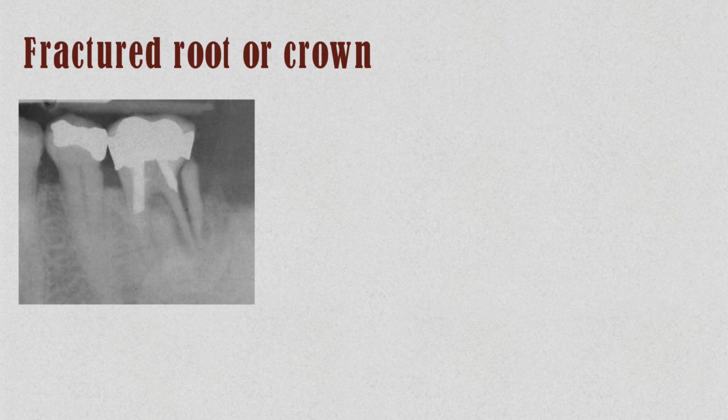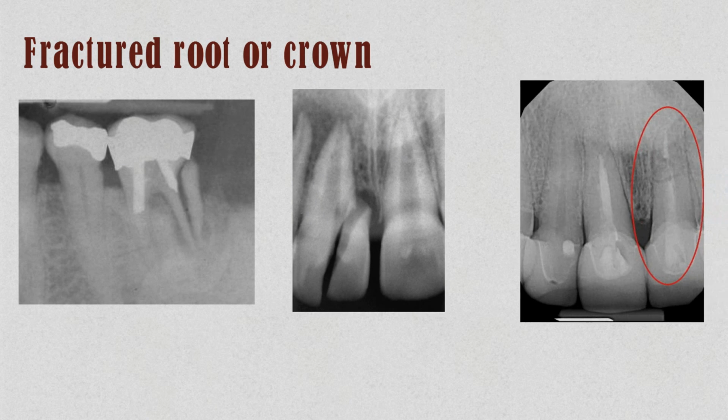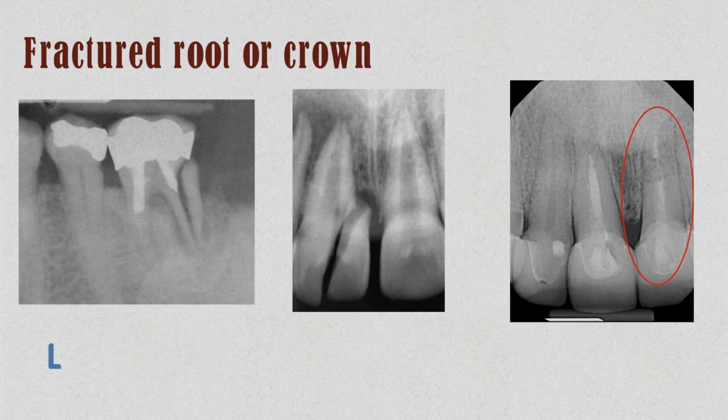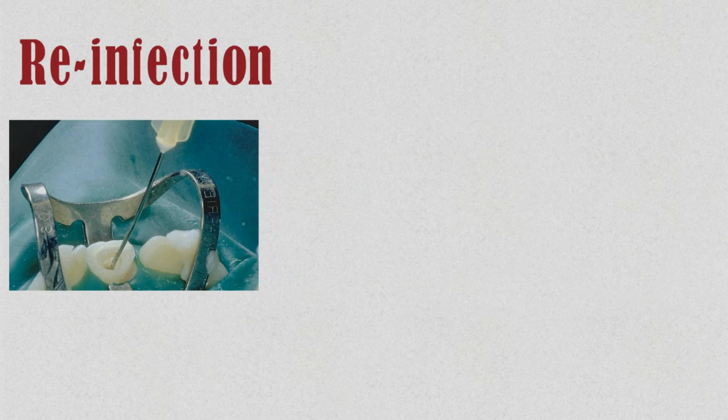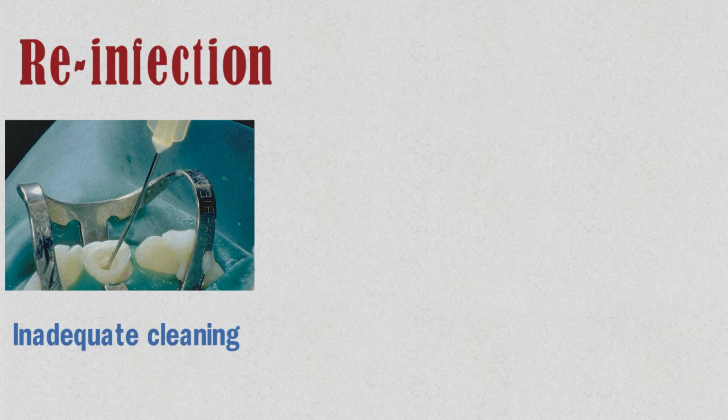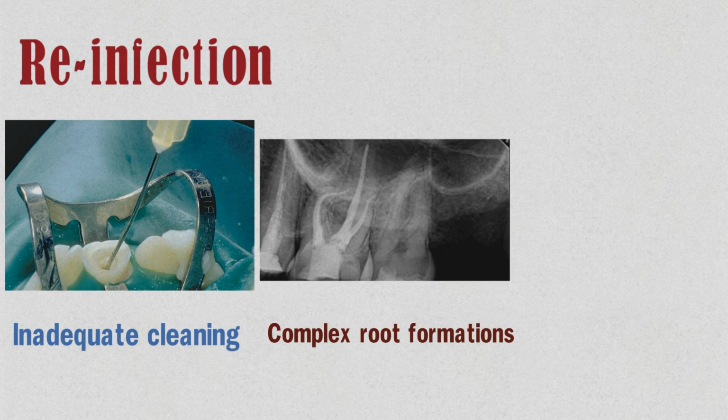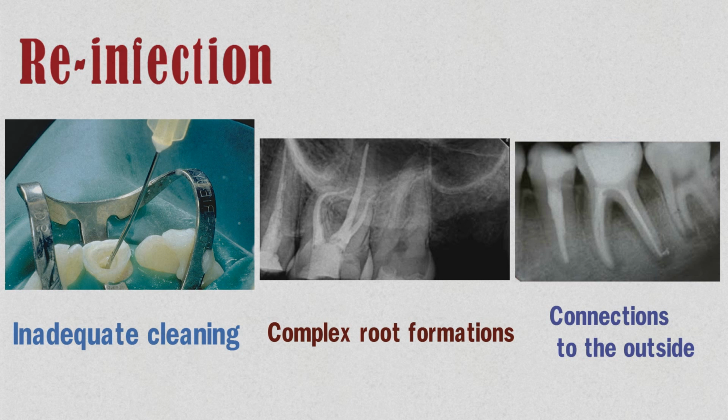Fractured root or crown. Root-treated teeth and those without blood supply are more brittle or more prone to fracture. The location and extent of the fracture will determine if the tooth can be saved, but more often, an extraction will be required. Reinfection. This may be due to insufficient and inadequate cleaning, complex root formation, or connection to the outside of the tooth via fracture or lateral canal.